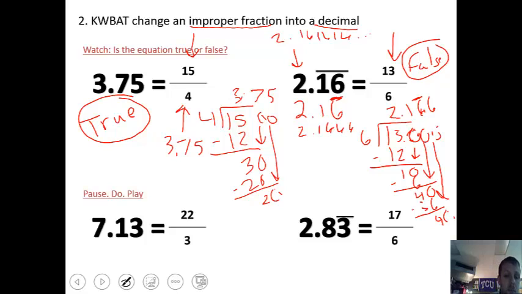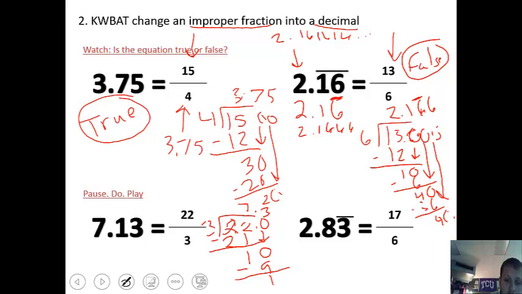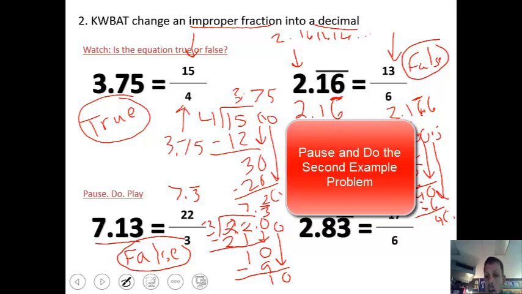Alright, here it is, the first example problem. So 22 divided by 3 is 7. Put our decimals. So it's 3 times. It's starting to repeat. So I'm going to put a hat on the 3, a repeating hat. So 7 with a 3 repetend is not the same thing as 7.13. So this is false. Alright, why don't you go ahead and stop the video and go ahead and do the second one.